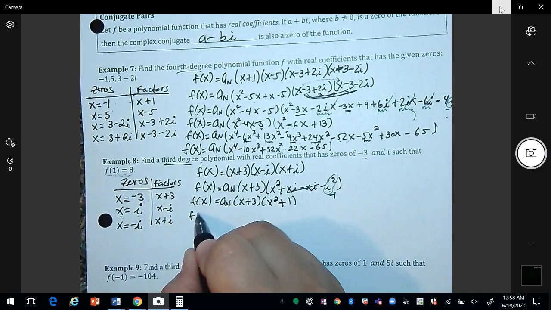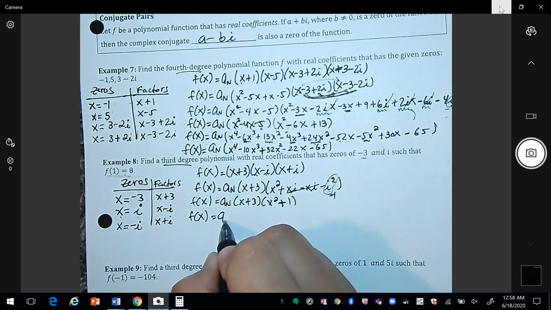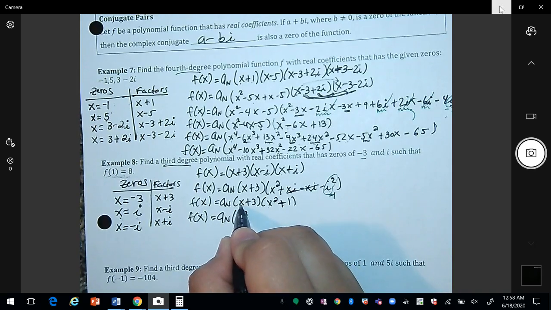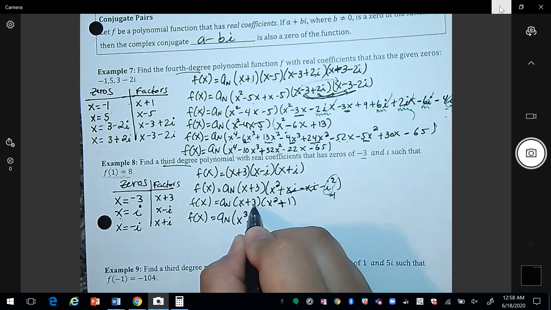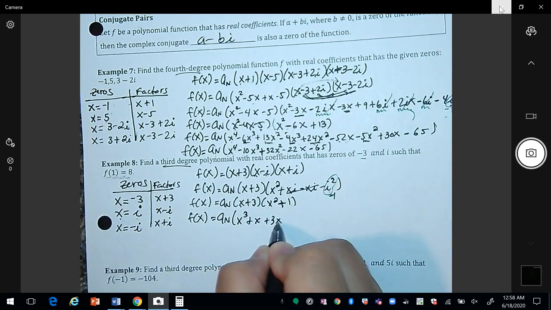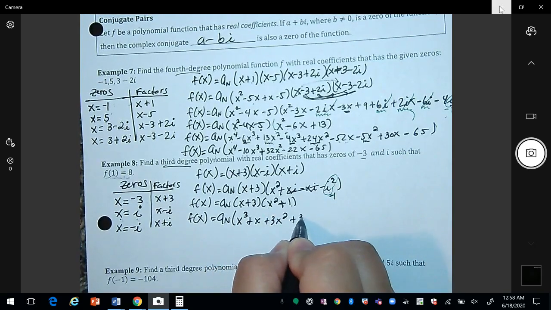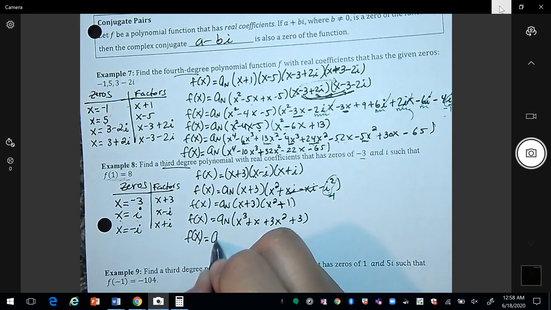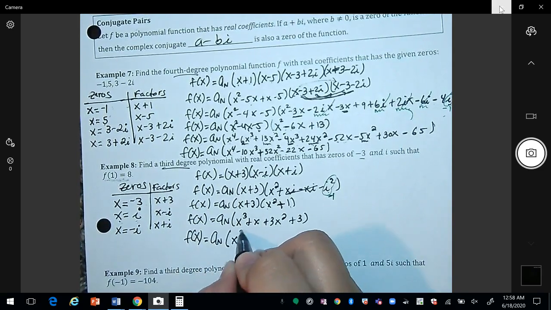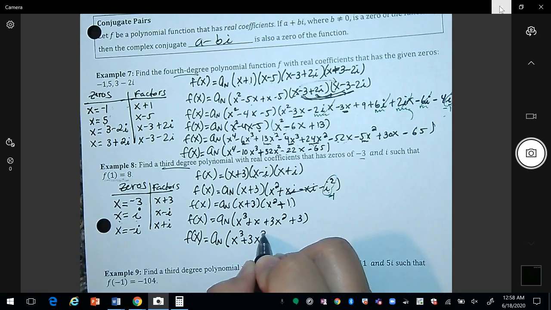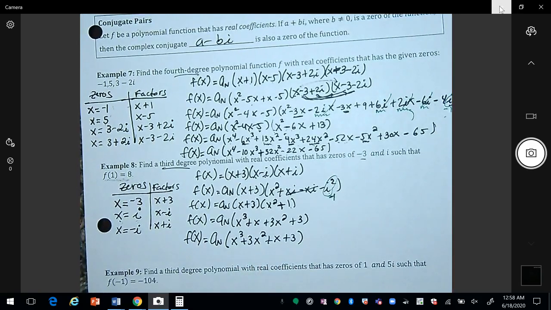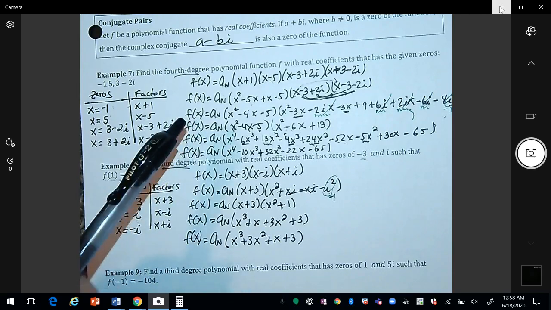Now we continue multiplying. x times x squared is x cubed. x times 1 is x. 3 times x squared is 3x squared. 3 times 1 is 3. Gather any like terms. Okay, and so this is where we stopped in the previous example.